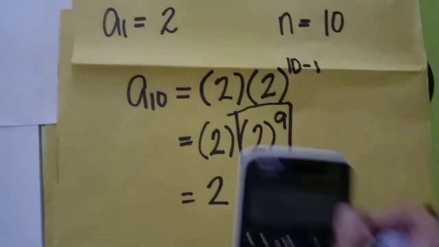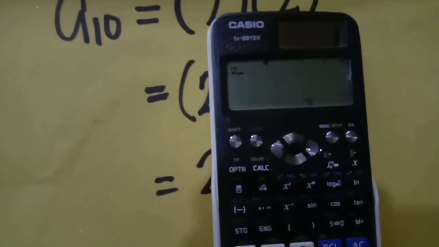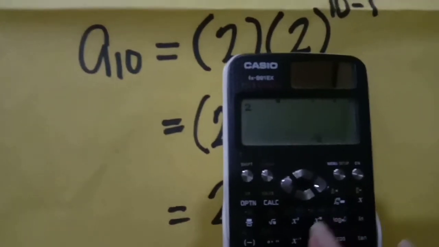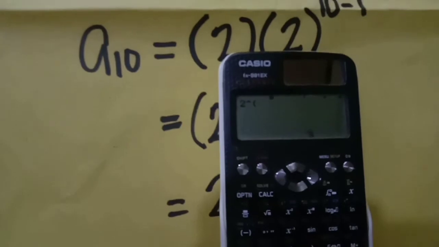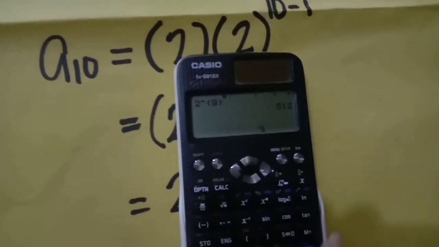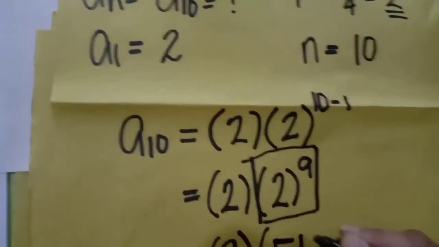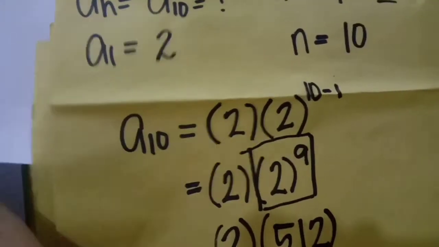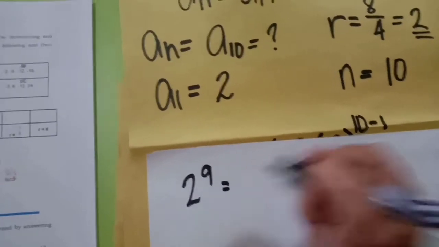So, kung nahihirapan kayo mag-multiply, pwede naman kayong gumamit ng scratch paper. Pwede rin naman gumamit ng calculator. So, sa calculator, you click 2, and then, yung symbol ng exponent sa calculator ninyo, raised to 9. So, 2 raised to 9 is equal to 512. So, 2 times 512. Kung wala kayong calculator, gumamit ng scratch paper, you will multiply 2 to itself 9 times.